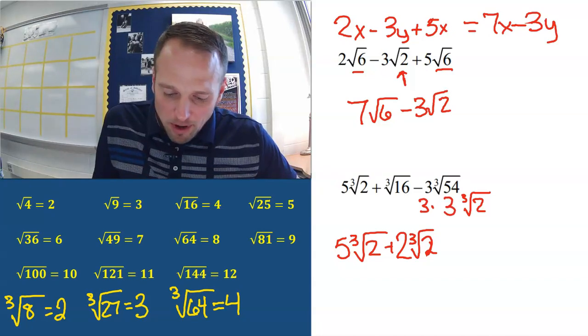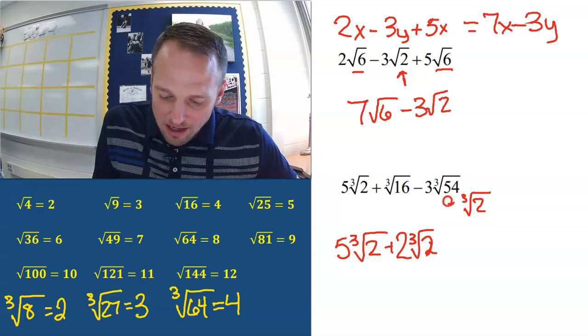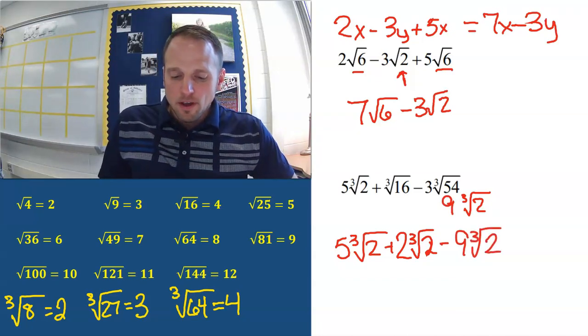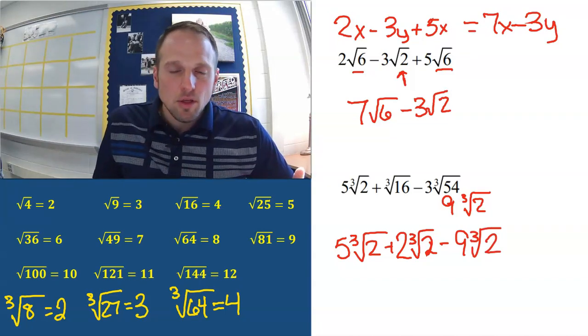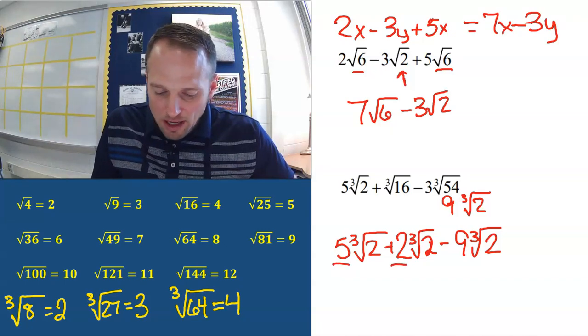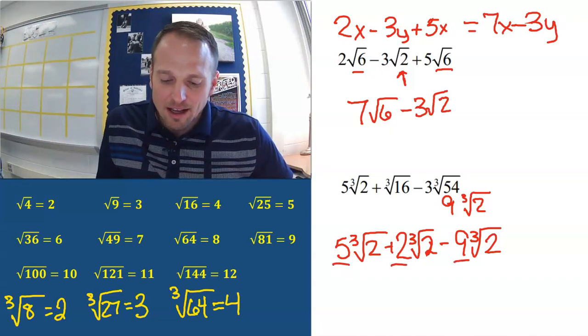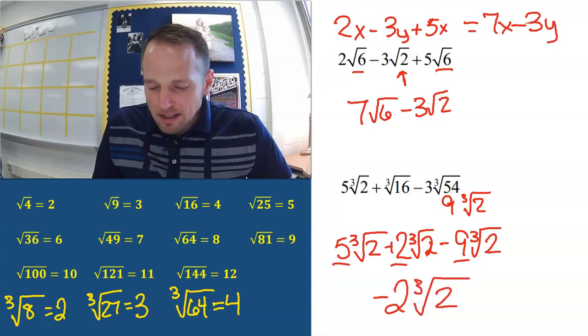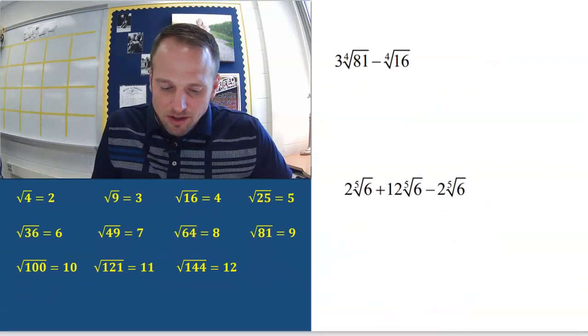And now, remember I had to bring that 3 down there, right there. That's where that 3 came from. 3 times 3, I know that that is 9. So this is just going to be minus 9 times the third root of 2. So 5 third root 2 plus 2 third root 2 minus 9 third root 2, 5 plus 2 minus 9, it's going to be negative 2 times the third root of 2. Okay, that's not bad. We can handle this.